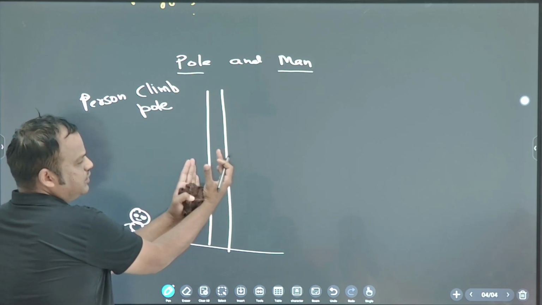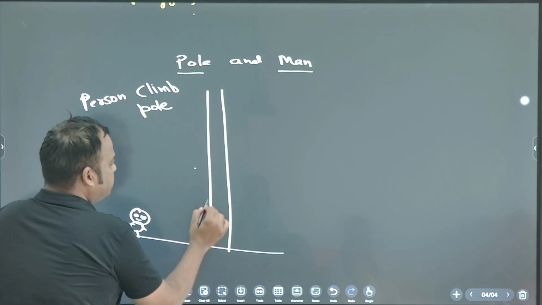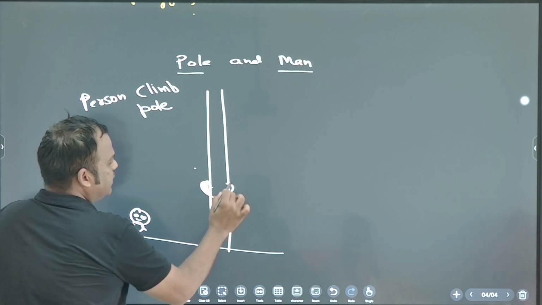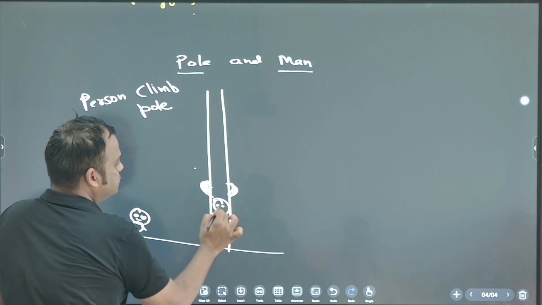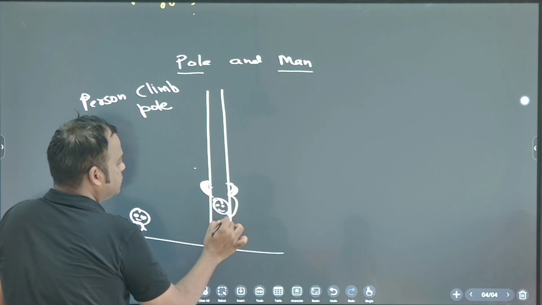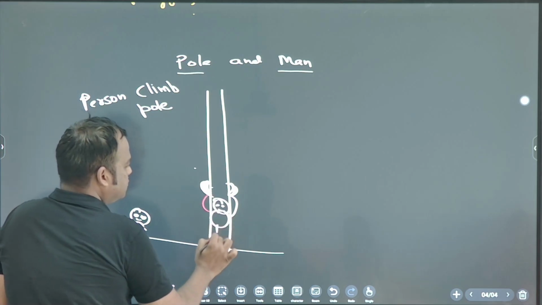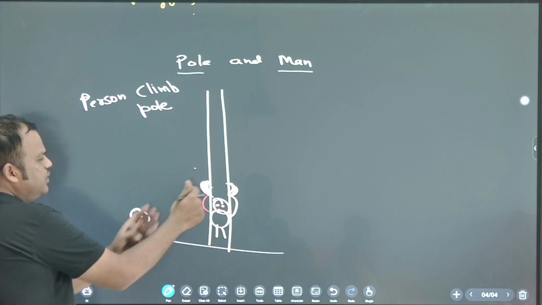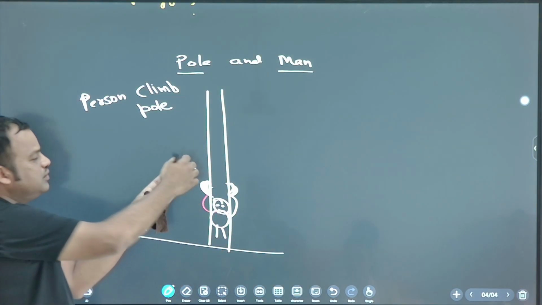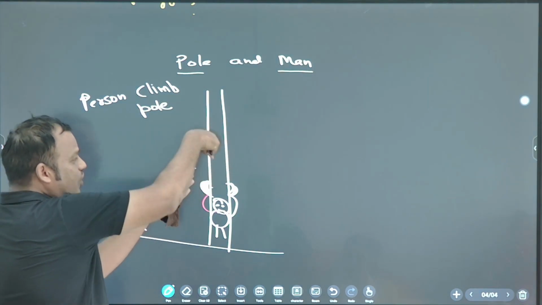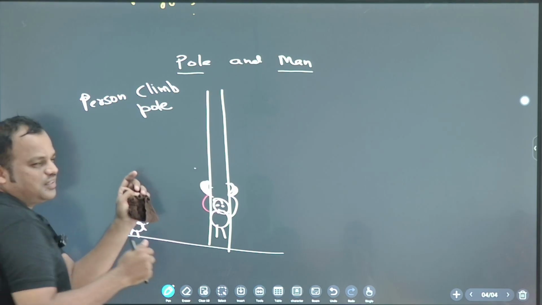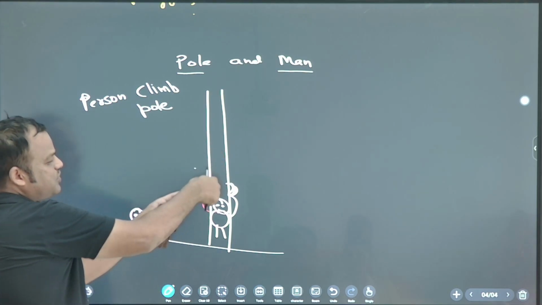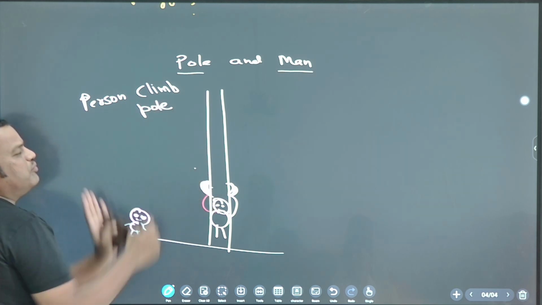So first it will hold it. Correct. So this person will hold it like this. These are the hands of the person. So the person is holding it. Then the person will exert force on the pole downward. Are you getting? So the pole will exert force on the person upward.